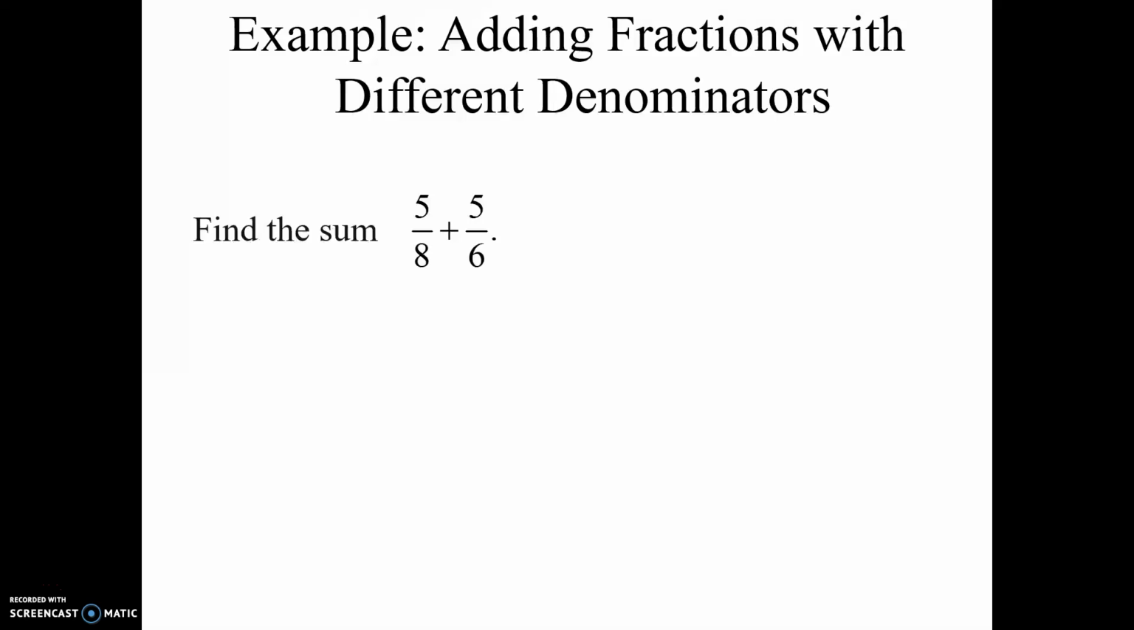Okay, let's find the sum of 5 over 8 plus 5 over 6. Well, because we don't have a common denominator, our first step is we have to find what is the LCD. Sometimes you can find the LCD just by looking at these. So which number can 8 and 6 both go into? That's a question we want to ask ourselves.